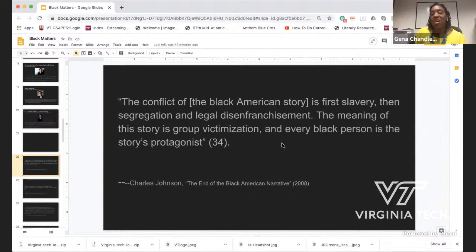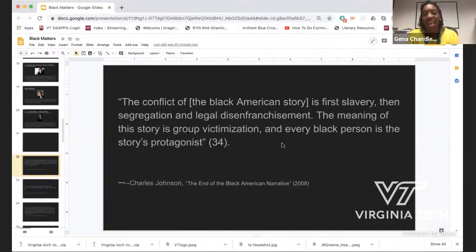So on the screen is a slide from the award-winning writer Charles Johnson in an essay that he wrote in 2008 called The End of the Black American Narrative, where he examines that the conflict of the Black American story is first slavery, then segregation and legal disenfranchisement. The meaning of the story is group victimization, and every Black person is the story's protagonist.